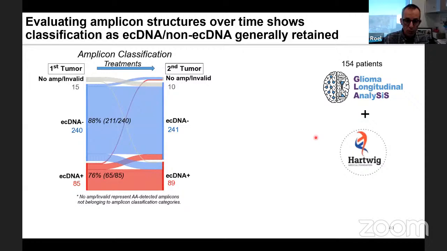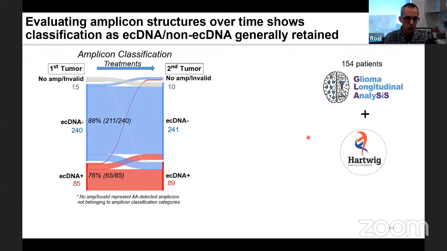So by combining data from the Hartwig cohort with data from the glioma longitudinal analysis consortium, we were able to compile a set of 154 patients with at least two time point whole genome sequencing data. We then ran a similar analysis where we classified every amplicon across both time points into whether they are circular, yes or no, ecDNA positive or negative.